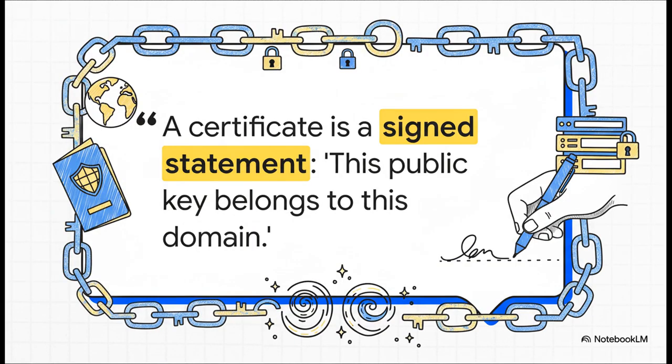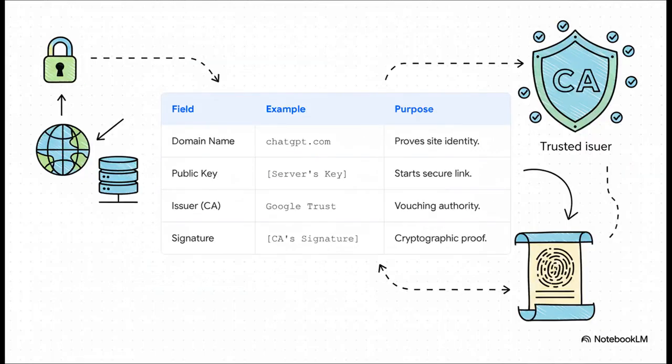So, what is this ID card? It's called a certificate, and you can just think of it as a digital passport for a website. It's a formal statement signed by a trusted organization that says, yep, this public key really does belong to this specific website. And inside that certificate, there are a few really important parts. You've got the actual website name, the server's public key, which is crucial for the encryption, and then the issuer. That's the trusted third party, called a certificate authority, or CA. And finally, you have the CA's digital signature, which is the stamp of approval that makes this whole thing trustworthy.